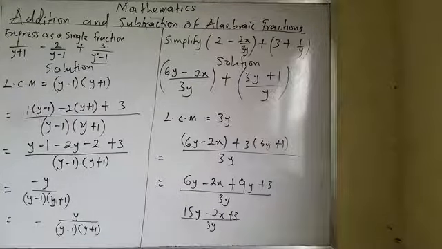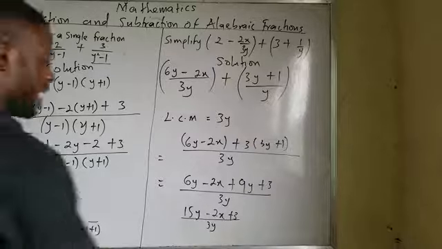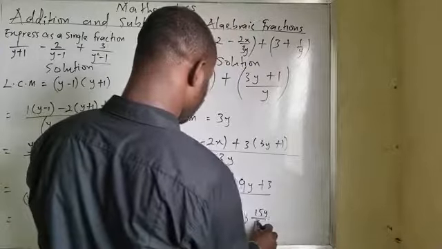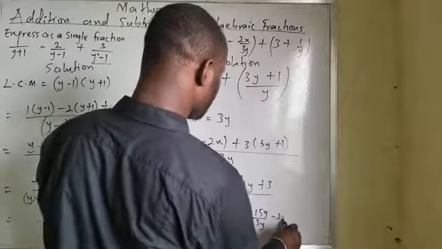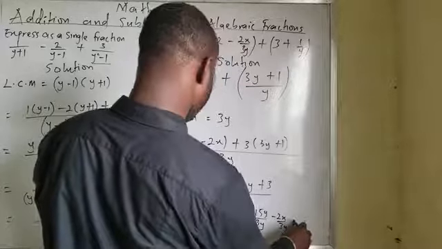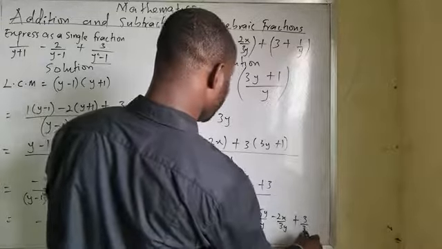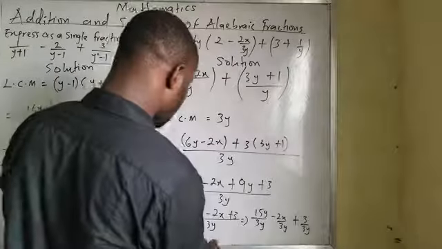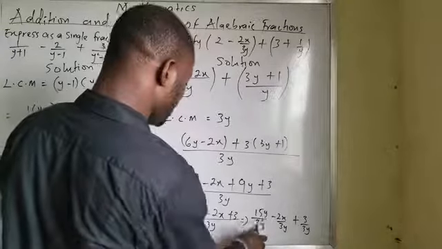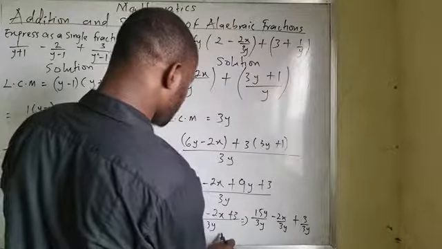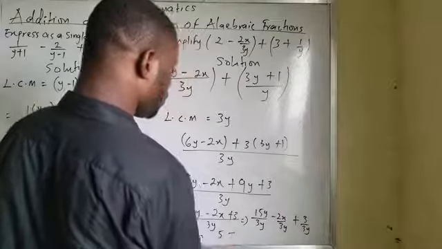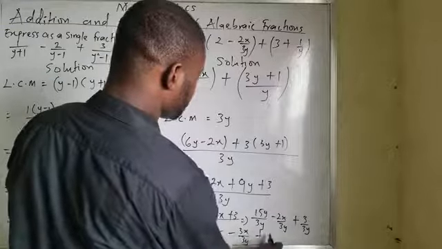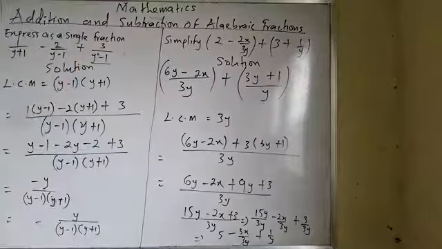The only thing I can also do now, if I'm asked to simplify, is write this as 15y all over 3y minus 2x all over 3y plus 3 all over 3y. I just split that fraction, which can also be written as 5 minus 2x all over 3y plus 1 all over y. That is my answer. I can do it that way.